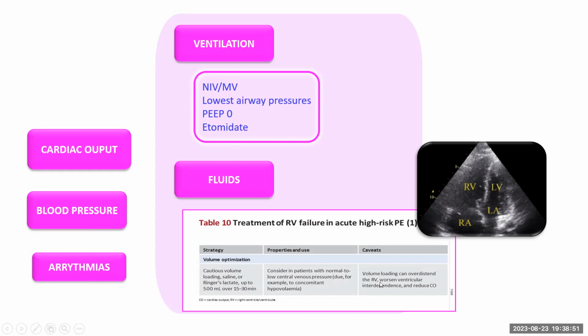Volume loading can overdistend the RV, worsen right ventricular interdependence, and reduce cardiac output. So this is very important here. If your CVP is relatively low, because CVP will become somewhat high or even very high with acute right ventricular failure, so CVP, let's say, less than 6 or 7 is compatible with a low CVP in these patients. Or if there is clinical suggestion of hypovolemia, the patient has not been taking anything, or has had fluid losses, then you can consider. Or if your IVC is totally collapsing, that is another situation.